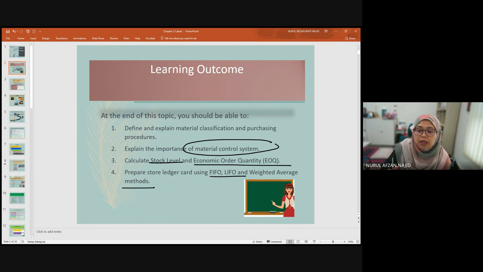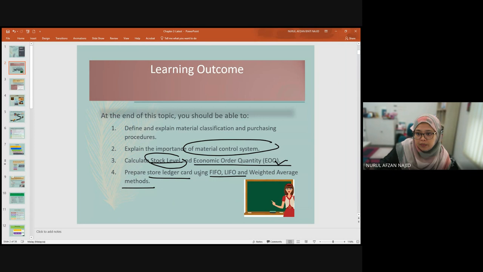Alright, untuk hari ini, madam cuba untuk buat EOQ dulu. Sekiranya kita ada masa extra time, kita akan boleh masuk kepada stock level. So we will focus on EOQ first, then if we have extra time, kita akan go to stock level. So that nanti masa physical, kita hanya fokus on the store ledger card sahaja. Okay? Alright, so let's start.